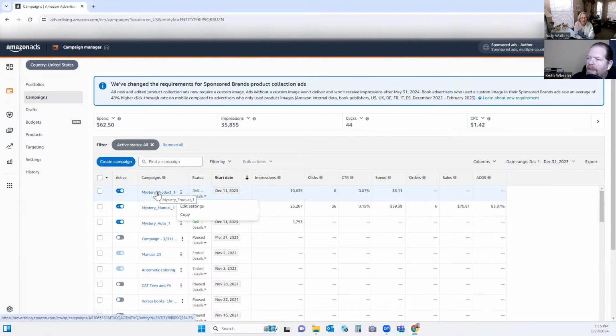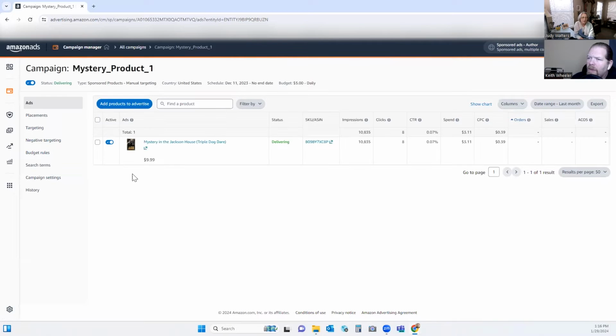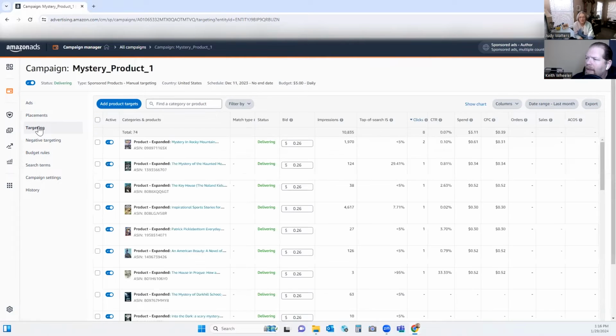So we're going to click on the campaign name. And this is what we're going to do for all 3 of these ads. And we're going to look at the targeting because we want to see what's actually bringing in the clicks, possibly what we're getting charged for a lot of clicks, but isn't really doing anything for us, which right now is hard to tell because you don't have any sales at all on it.